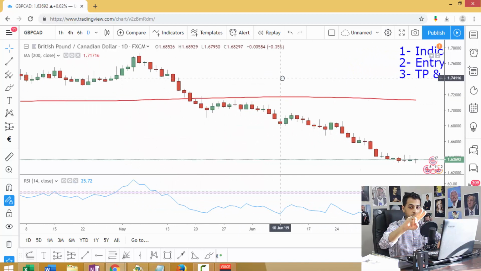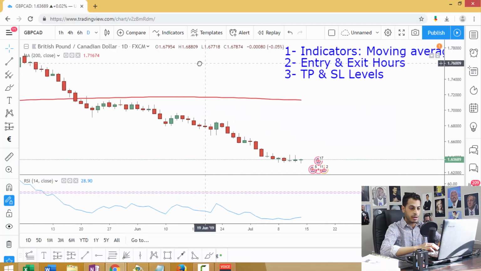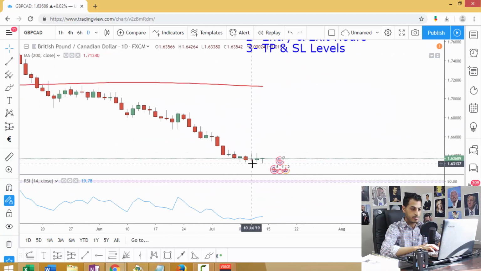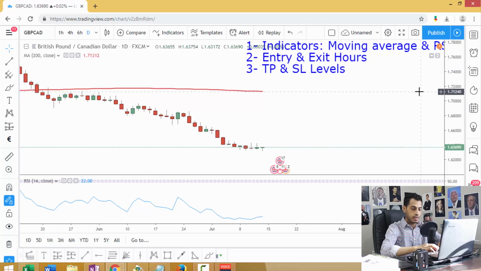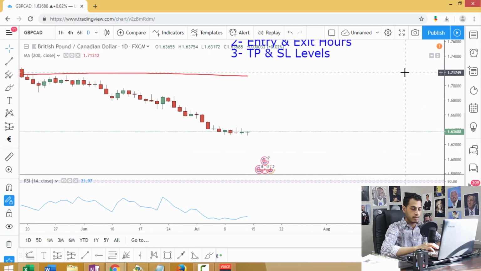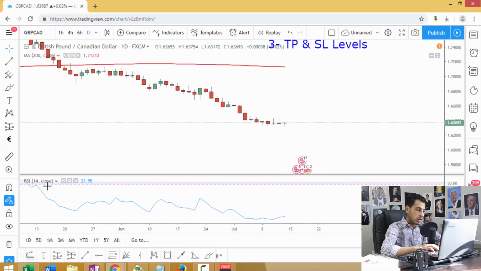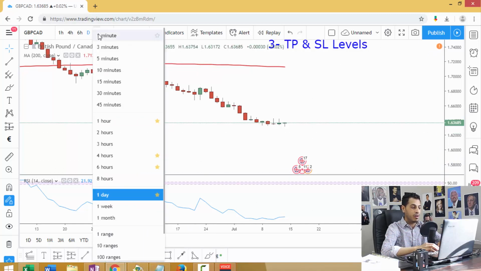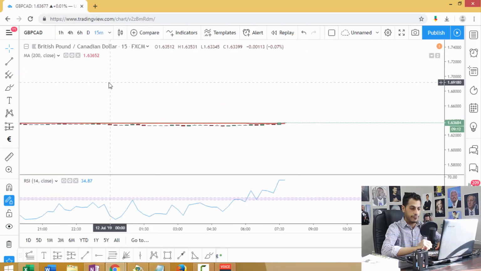Now the second rule will be the RSI right here, the relative strength index indicator. I have it right here. The period for it will be 14, which is the default anyway. And for the RSI indicator, we are actually going to go all the way down to the 15-minute time frame. We are going to double click right here.